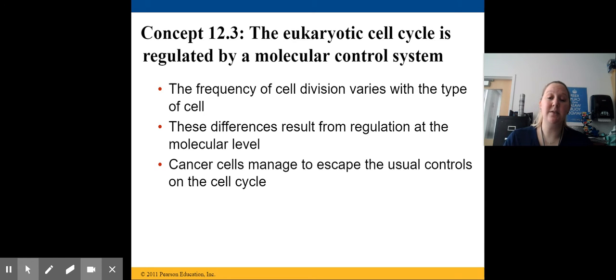Then we have something like cancer cells that have the ability to escape all cell cycle controls and divide uncontrollably, which is actually the textbook definition of cancer: just uncontrolled cell growth.